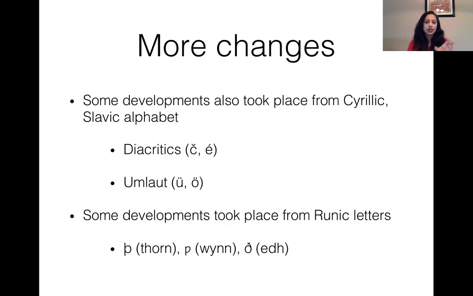So I suggest that you keep a note of these three symbols, the thorn symbol, the wynn symbol, and the eth symbol, because you will see them in text when we look at Old English data. So it will be useful to keep this in mind, that these are actually runic letters pronounced as the th, the w, and the th.